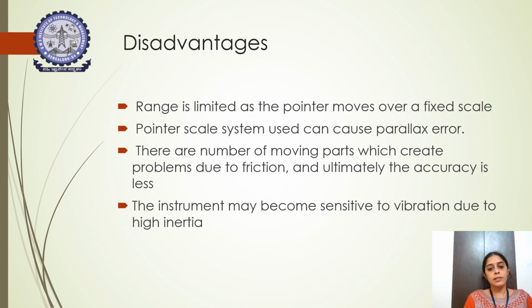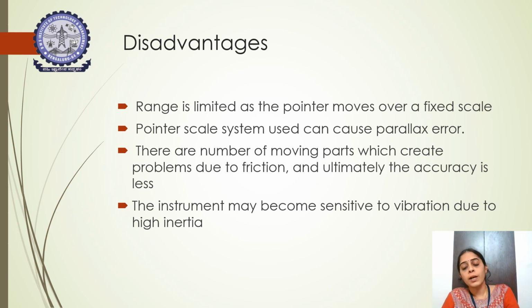Next is the pointer scale system used, which can cause parallax errors because you won't be able to get an exact reading due to parallax type of errors associated with mechanical comparators. There are a number of moving parts in mechanical comparators, so this may create problems due to friction, and ultimately the accuracy might also be less. So this is one of the major drawbacks in mechanical comparators due to many moving parts.